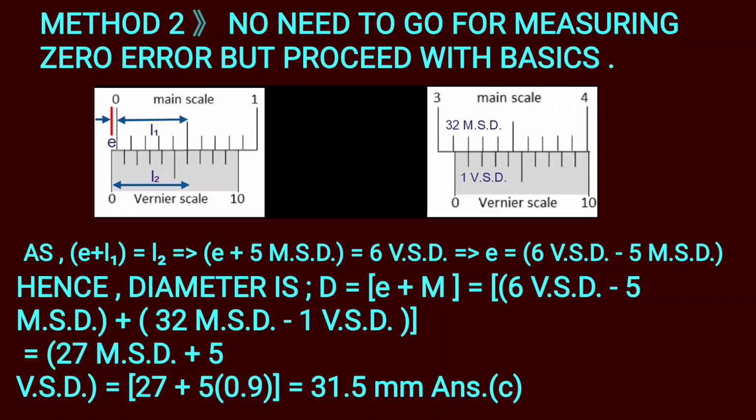The second method is easier. In the first method we first calculated the zero error, then obtained the measurement minus zero error as the actual measurement, and that is a one step longer method, and there may be a chance of mistake if you don't know how to calculate zero error, negative zero error in particular.